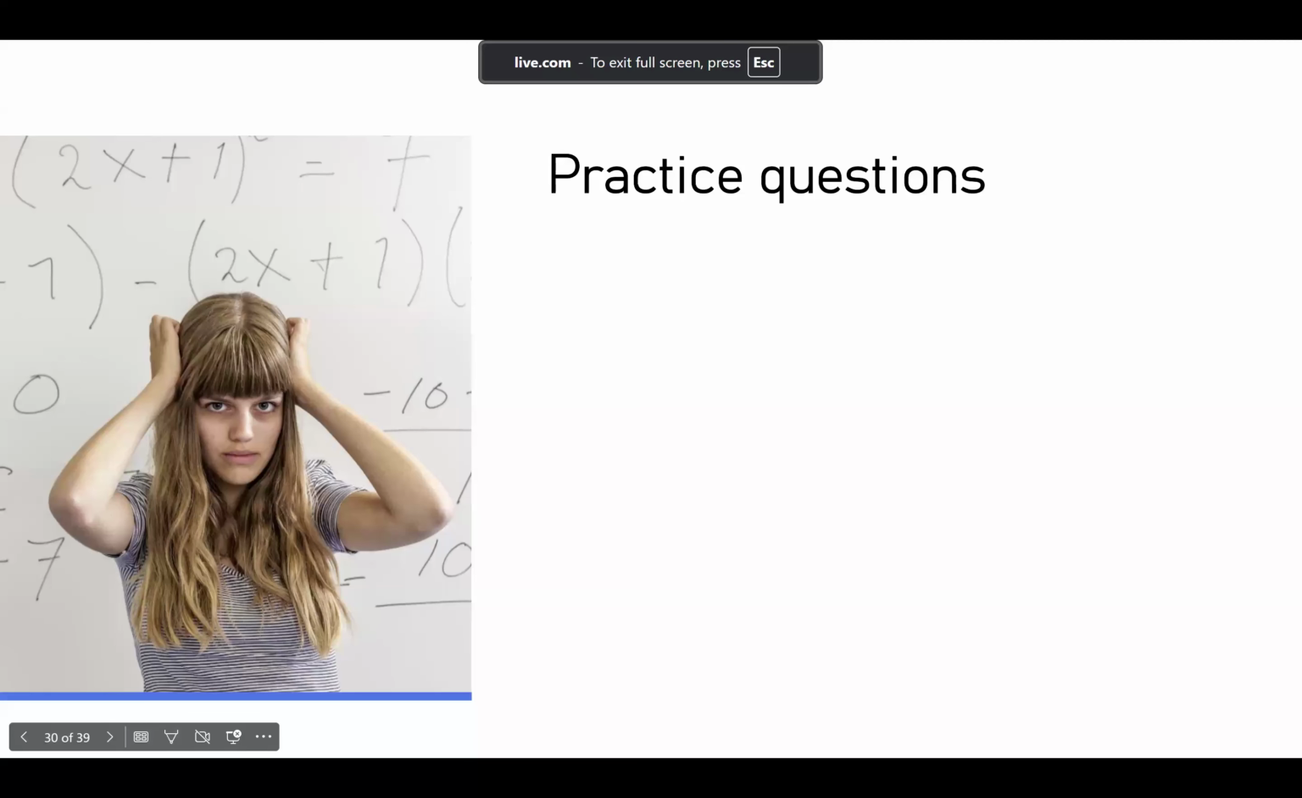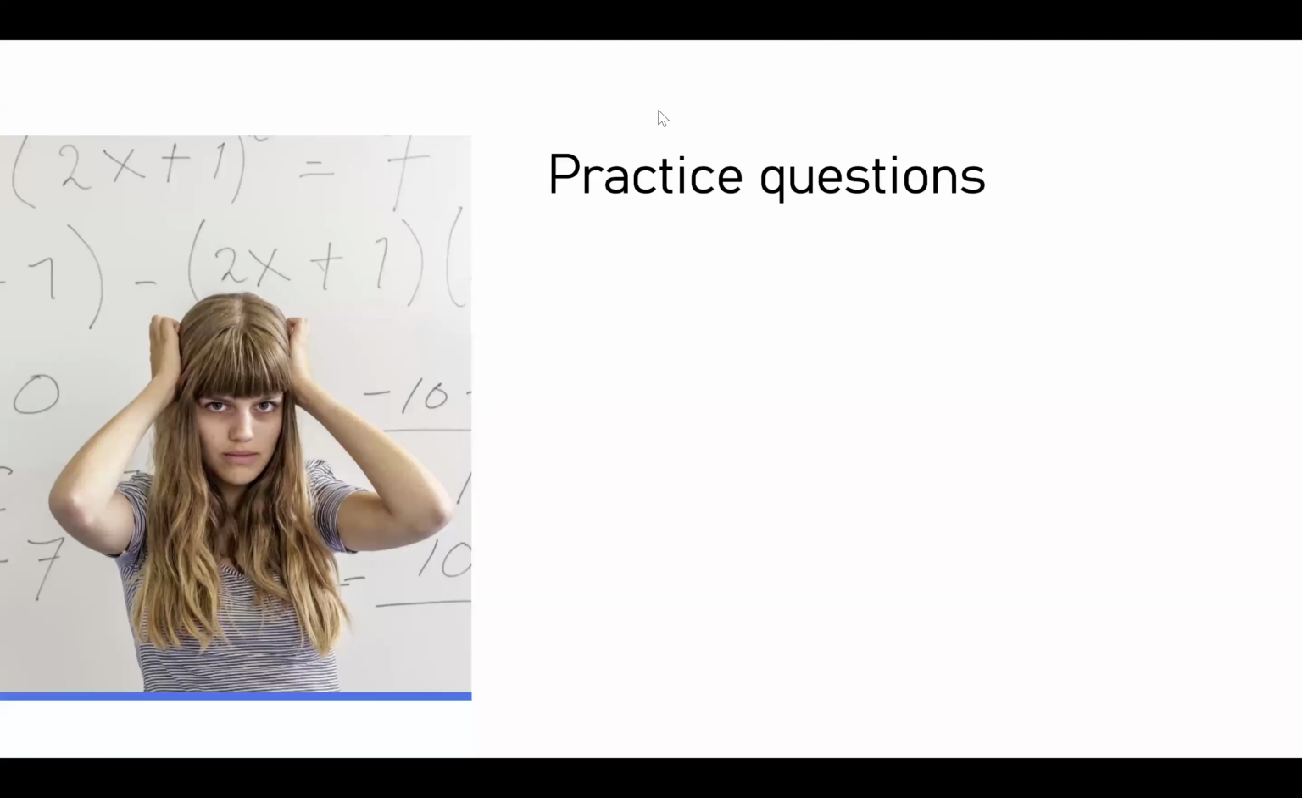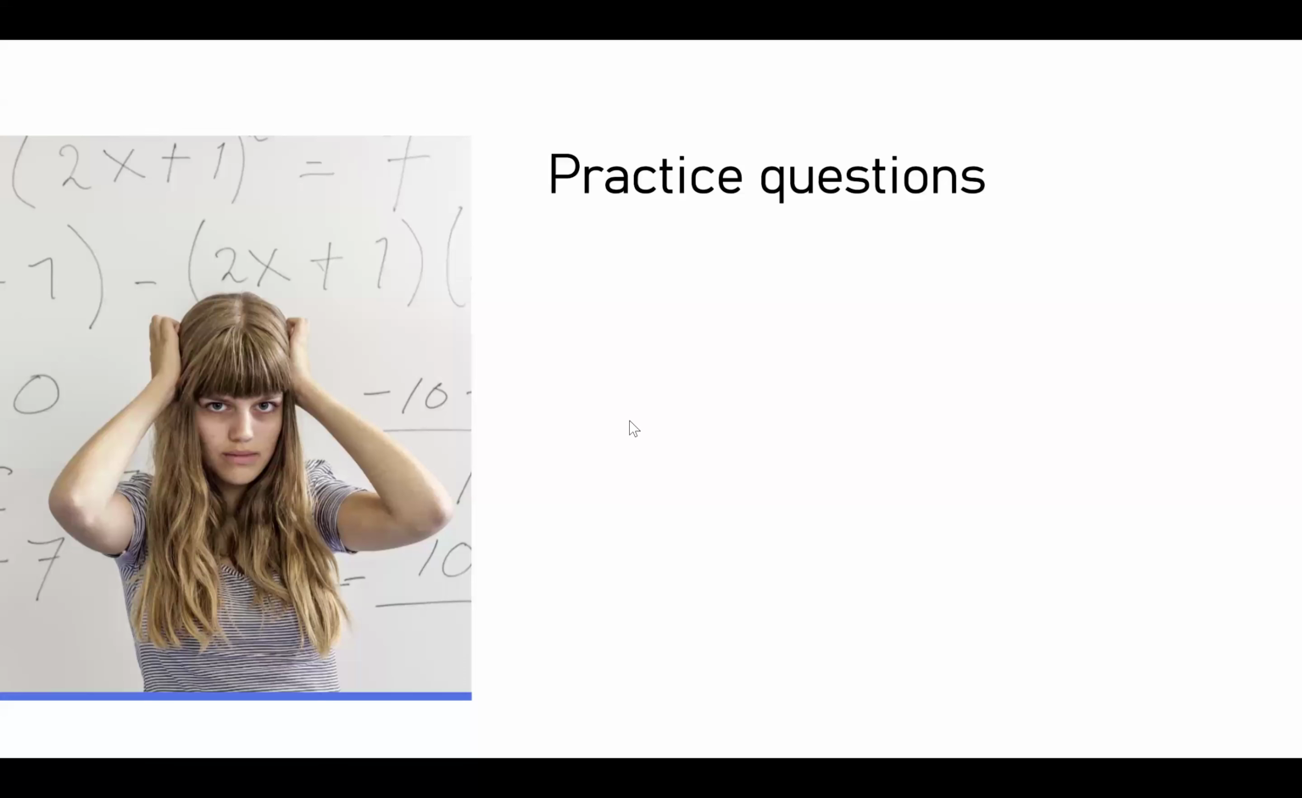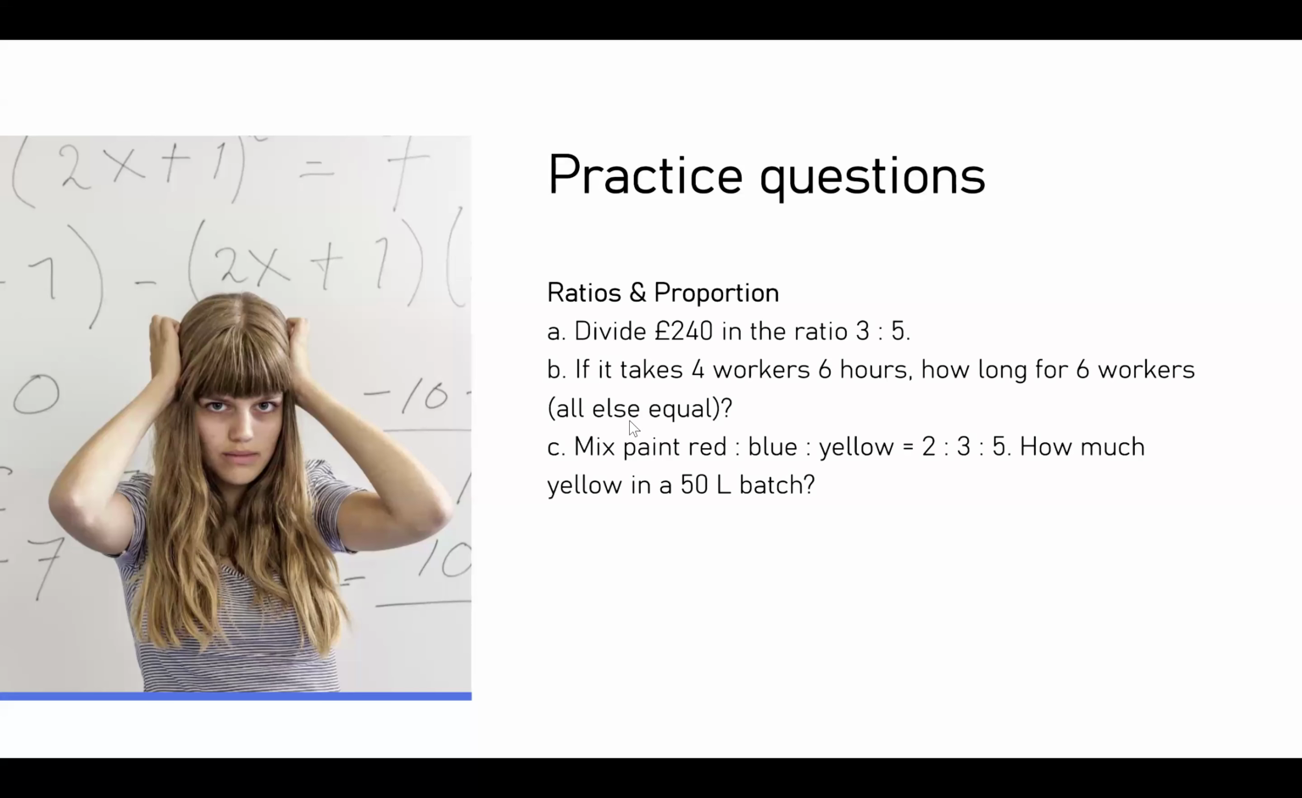So for this one, sorry, let me go back. The paint. I don't know why it's not showing the question. There you go. So the last one. Red, blue, and yellow, we know it's 2, 3, and 5, right? I've seen the 50. I didn't see it before. I was going to ask how the 50 came about, but I've just seen it now.